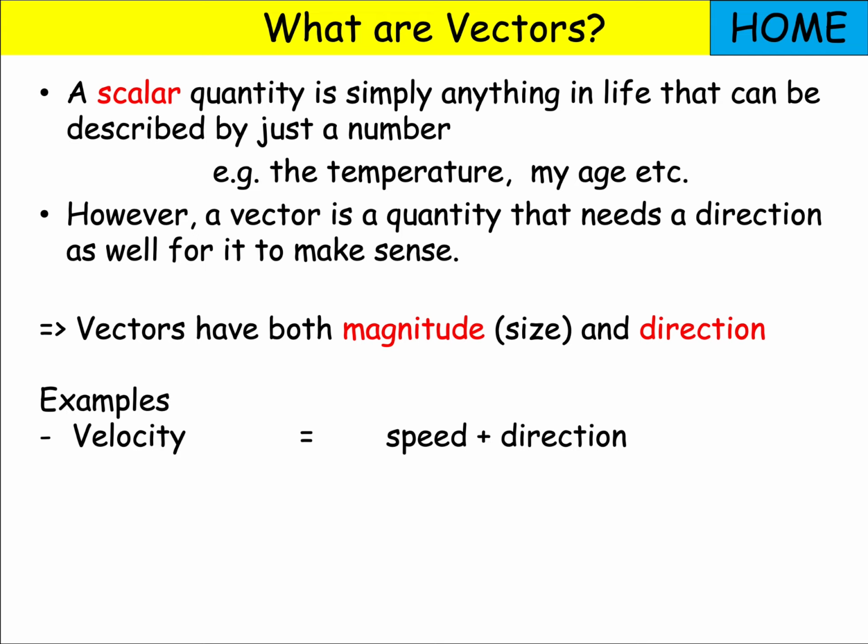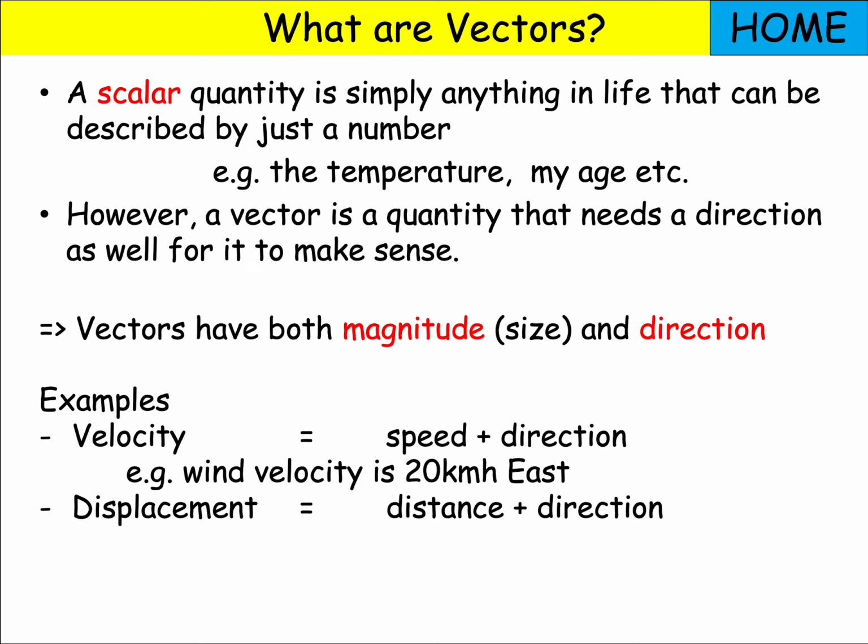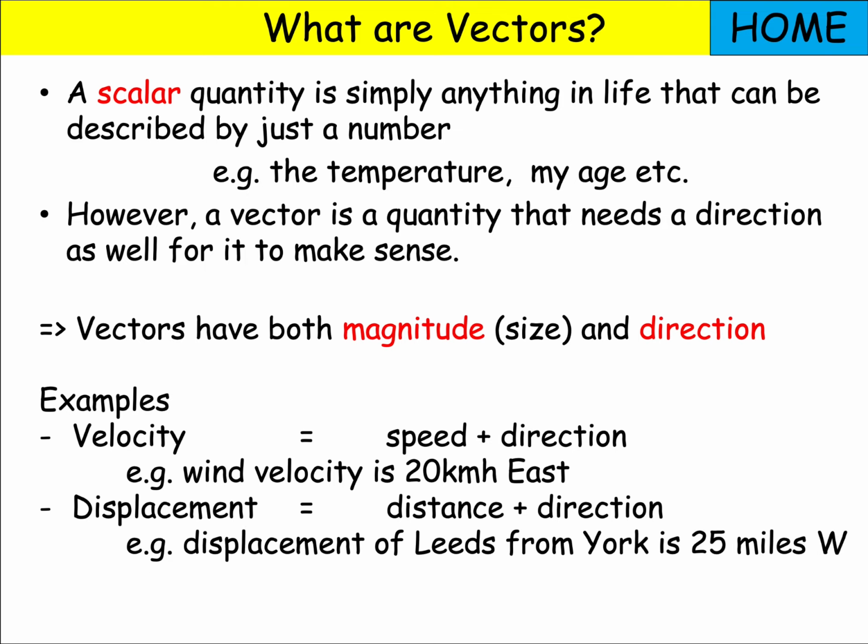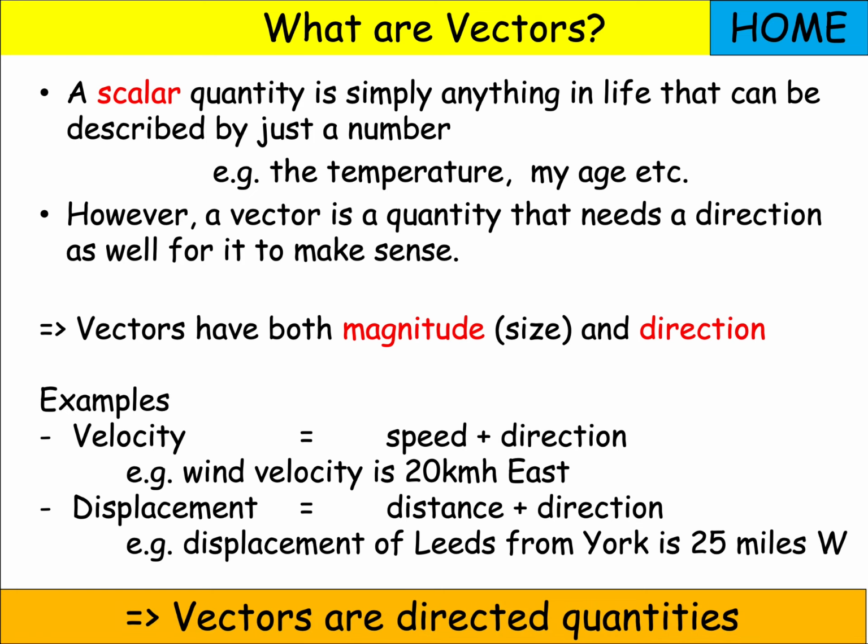Examples are velocity, which equals speed plus the direction, e.g., wind velocity is 20 kilometers east. Displacement equals distance plus direction, e.g., the displacement of Leeds from York is 25 miles west. Vectors are directed quantities.